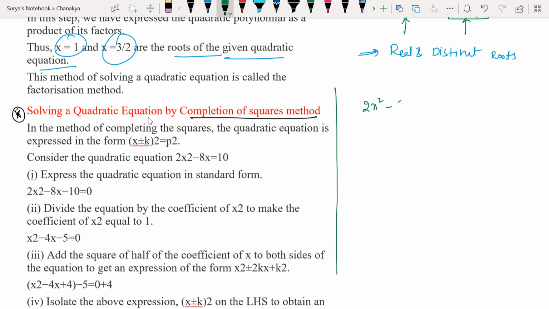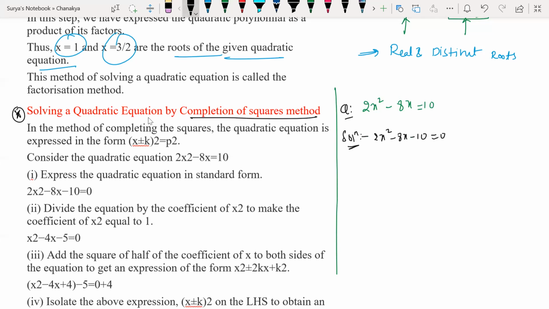2x square minus 8x minus 10 is equal to 10, given. So how can I write this as? The question is: 2x square minus 8x minus 10 is equal to 0.